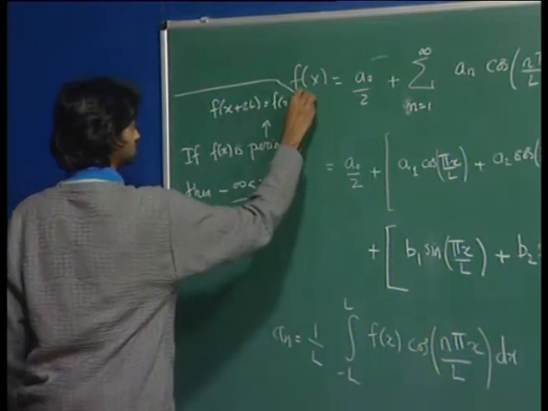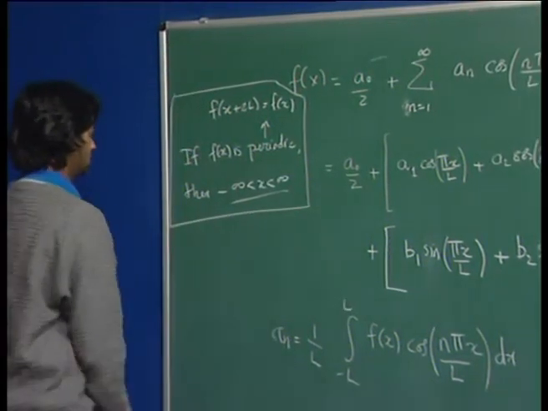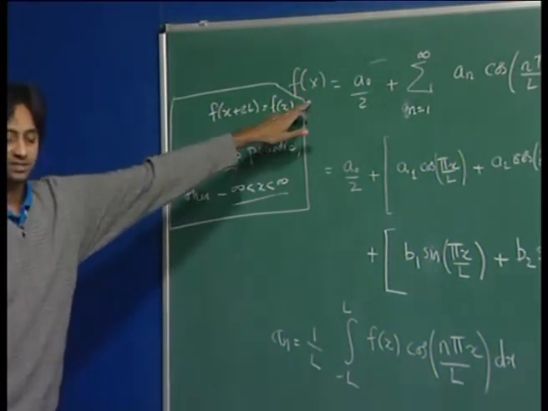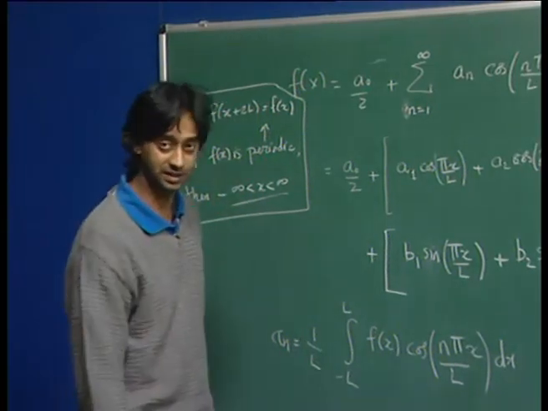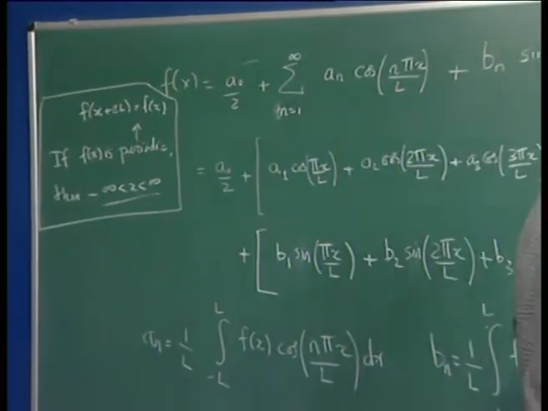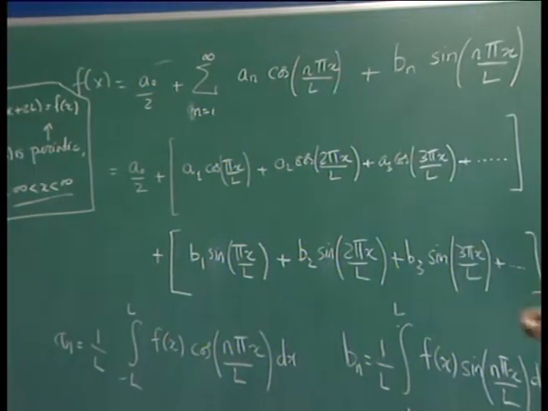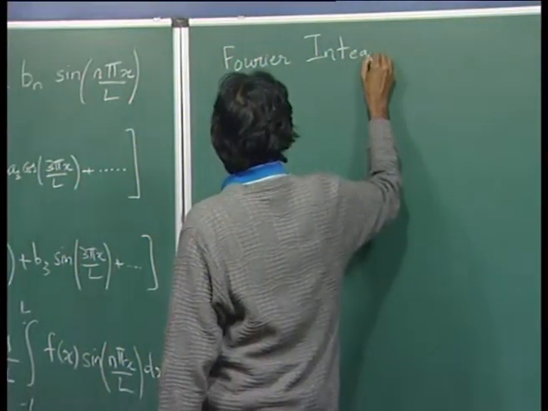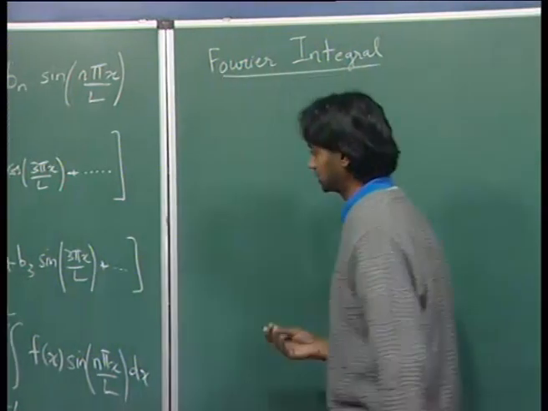So, if f of x plus 2L is f of x, then this expansion is valid for minus infinity less than x less than infinity. Whenever you have a periodic function, you can always expand it in a Fourier series. Now, one thing is we want to extend this to functions that are not periodic. That is what we are going to do in the next class, and the natural extension becomes something called a Fourier integral.